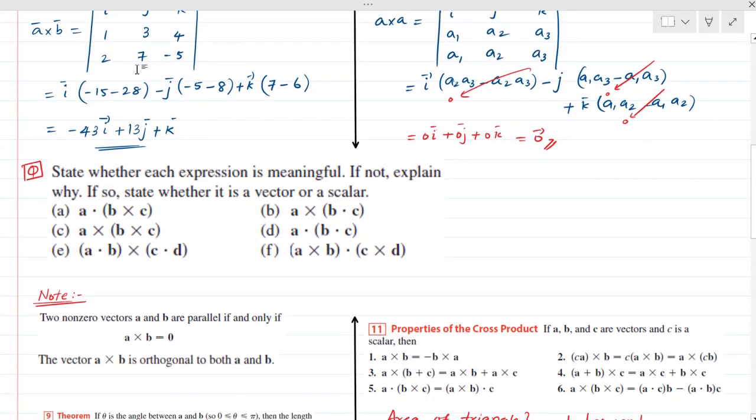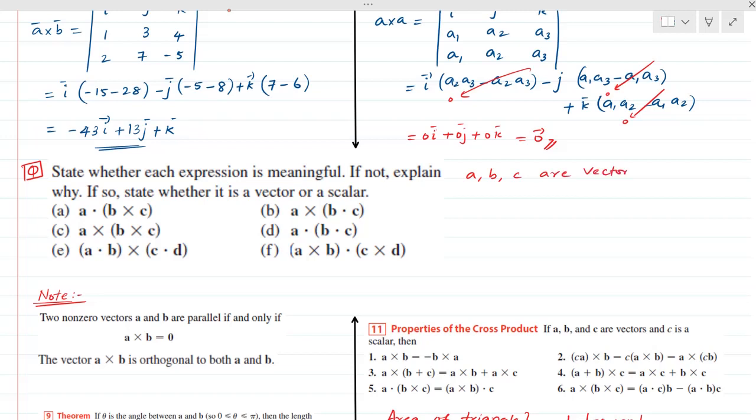Now here, this is a very interesting thing. There is no vector given, and we have to show whether the expression is meaningful or meaningless. Is it valid or not? Whether it is a vector or a scalar. So a very important thing we will take here: A, B, C are three vectors.